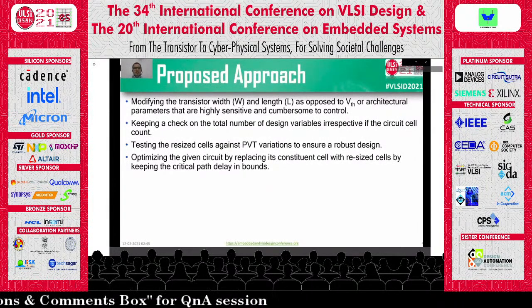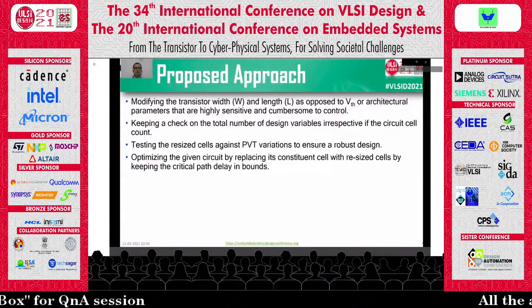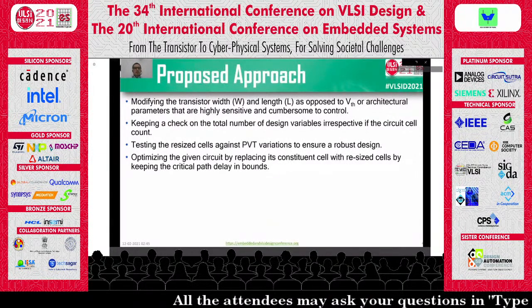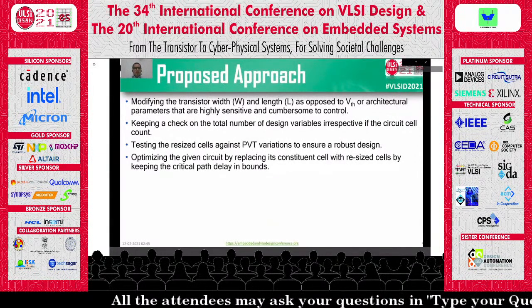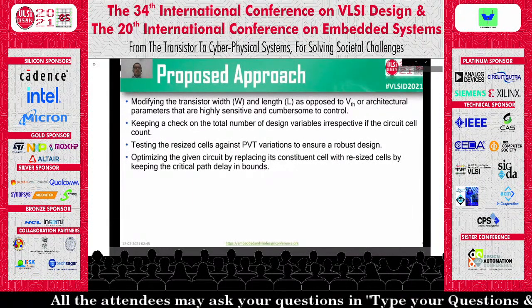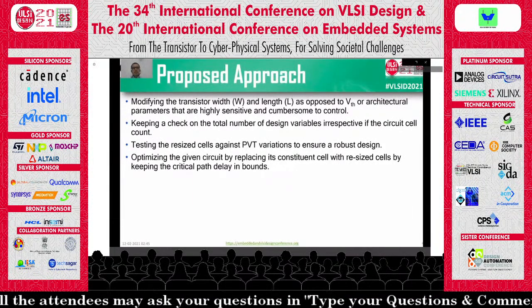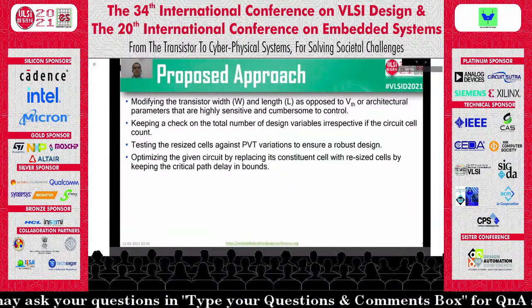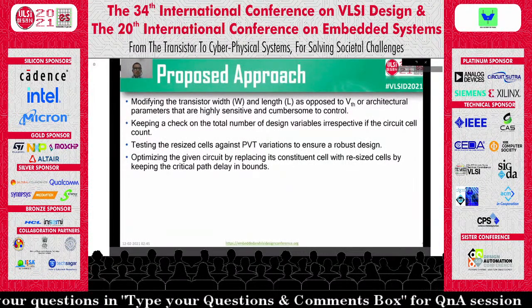So that they stay within a specific bound even in the presence of PVT variations. We reuse our optimized cells at multiple instances, thereby keeping a check on the total number of design variables we are working with. Then we use the optimized cells finally to replace the nominal sizings in the original circuit, and hence the new circuit which gets made up of with this optimized sizing has a lower leakage.